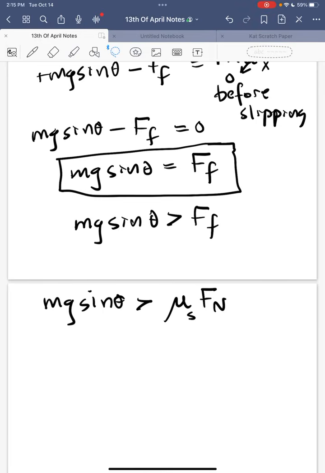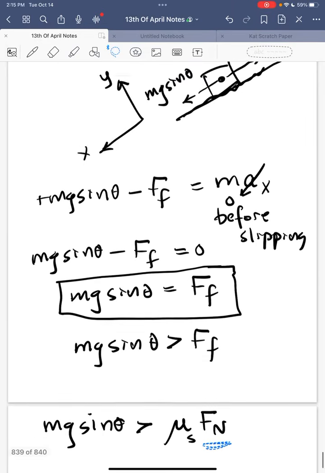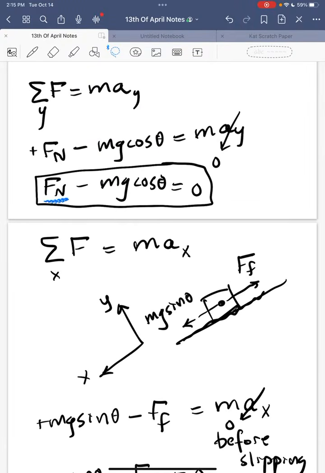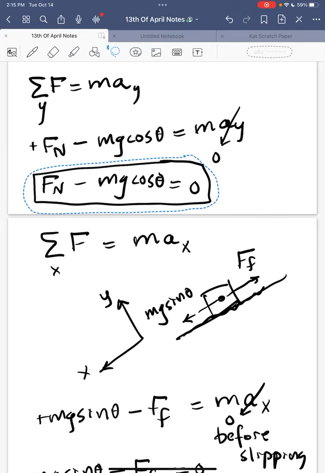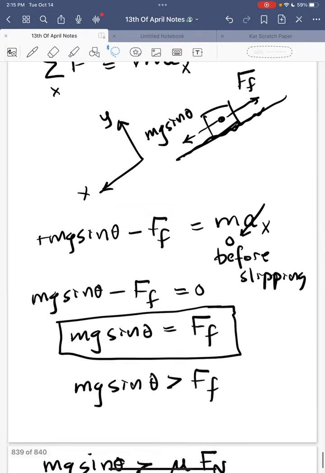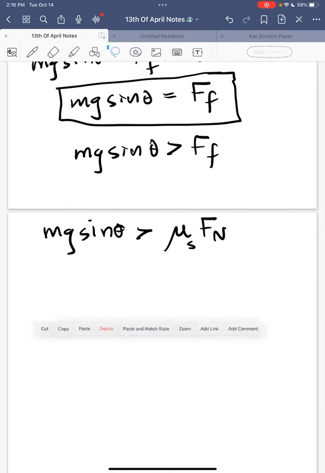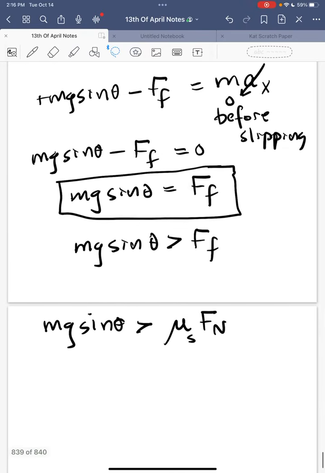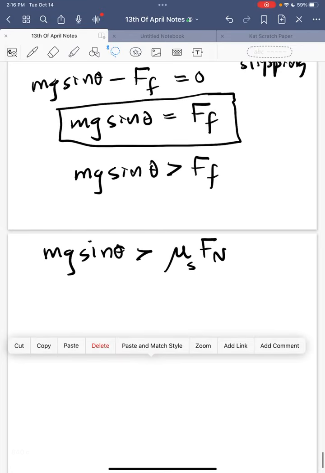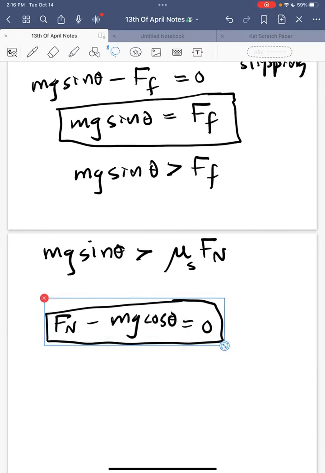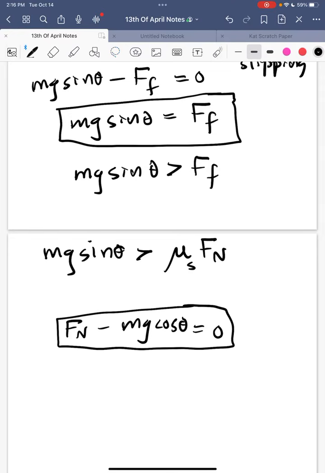Well, I notice that the normal force appears in this equation, but it also appears in the equation we had up here for the y. So I'm going to copy this equation, bring it down here, and paste it right here. Okay, there we go.